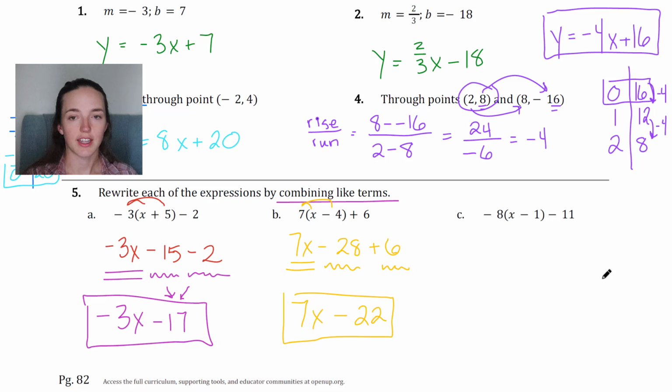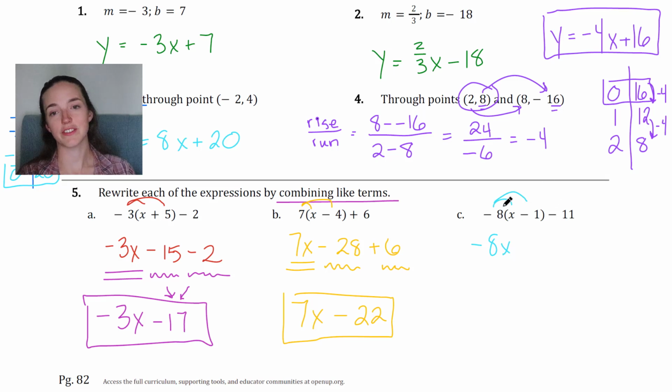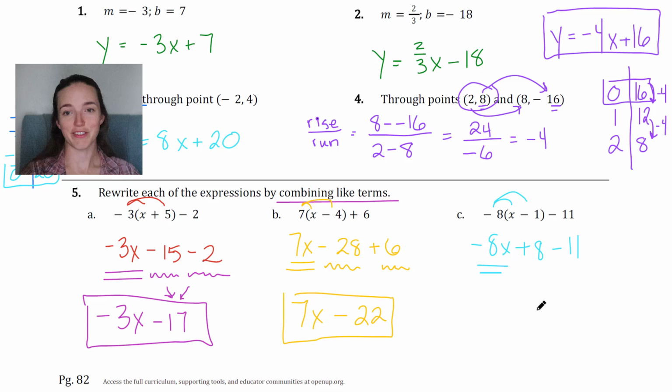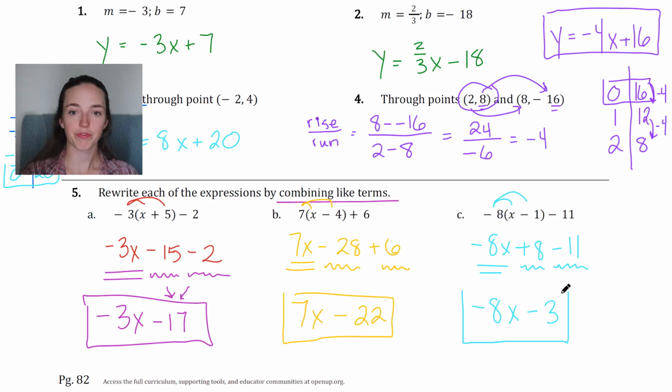And last but not least, we'll distribute the -8. Be careful here, negative times negative is positive, so -8 times -1 is positive 8 minus 11. And these are repetitive, nothing to combine with the x, but these two we can combine because they don't have any x's. So 8 minus 11, that's -3. Watch out for those negatives and double negatives, they'll get you.